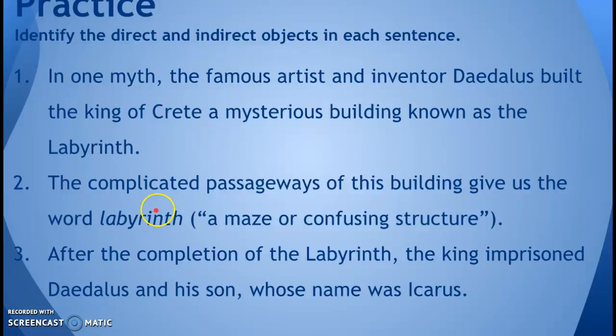In the second sentence, the complicated passageways of this building give us the word labyrinth, a maze or confusing structure. Again, get rid of your prepositional phrases, so we would get rid of this building. Our subject is passageways. Our verb is give. Passageways give what? Well, they give us word, right? Word labyrinth. And then give to whom? It gives it to us.